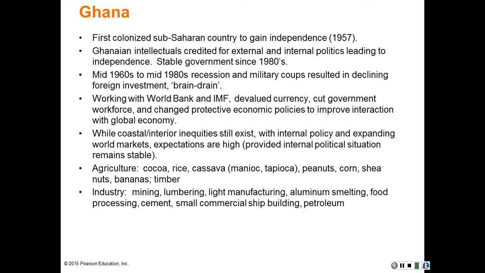Agriculturally, cocoa, rice, cassava in two forms, manioc or tapioca, peanuts, corn, shea nuts, bananas, and tropical timber all are the primary agricultural products. Industry includes mining, lumbering, light manufacturing, aluminum smelting, food processing, cement, and small commercial ship building, and some petroleum as well.